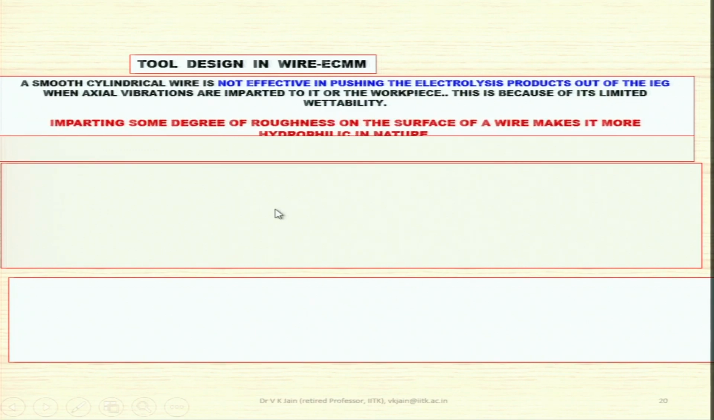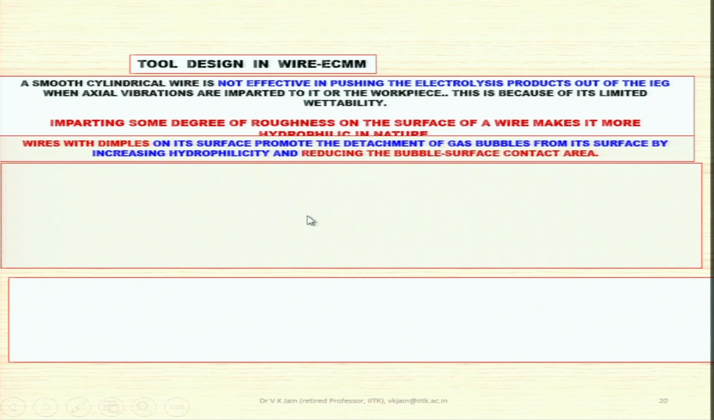Tool design in wire ECMM continues. A smooth cylindrical wire is not effective in pushing the electrolysis products out of the inter-electrode gap when axial vibrations are imparted to the tool or to the workpiece. This is because of its limited wettability. This is a very important point, that textured wires are used because it helps in removal of the sludge etc. from the gap. Imparting some degree of roughness on the surface of a wire makes it more hydrophilic in nature.